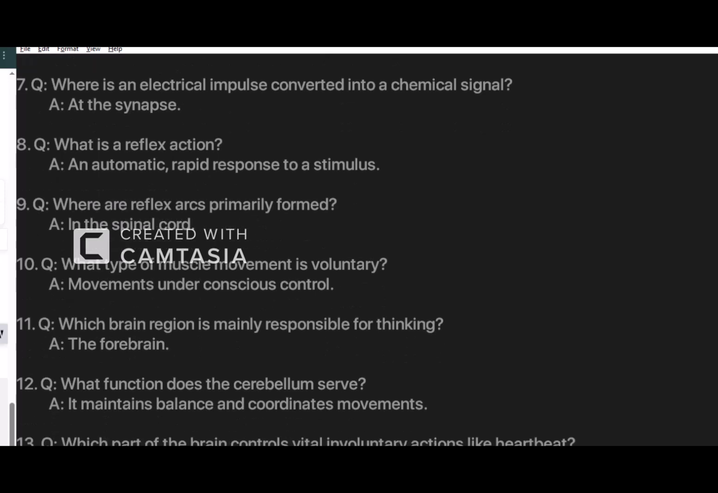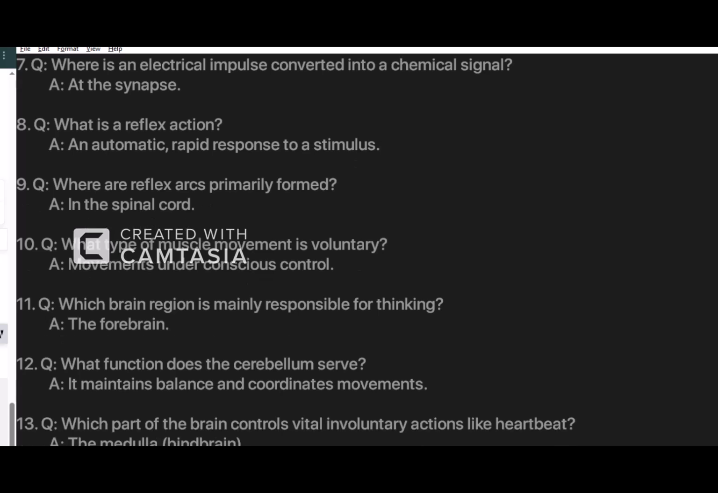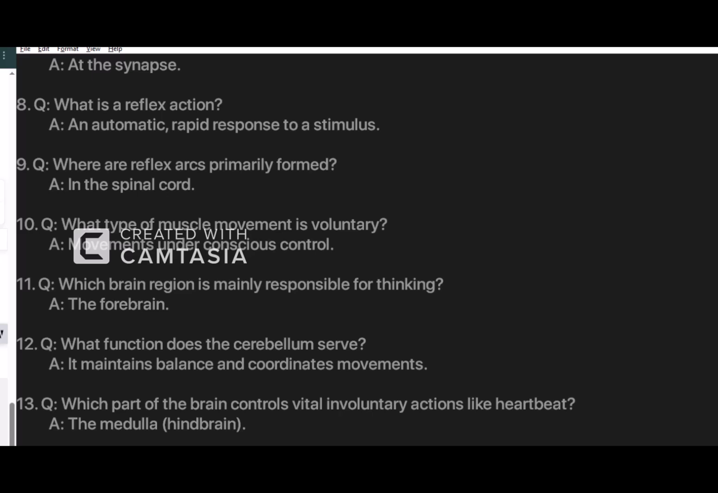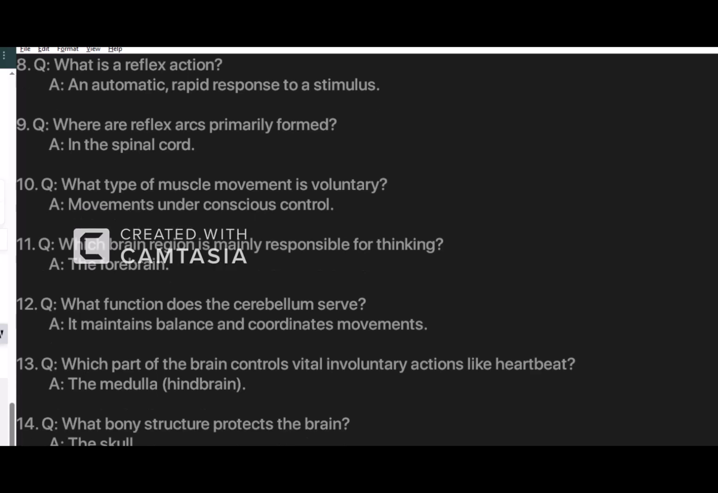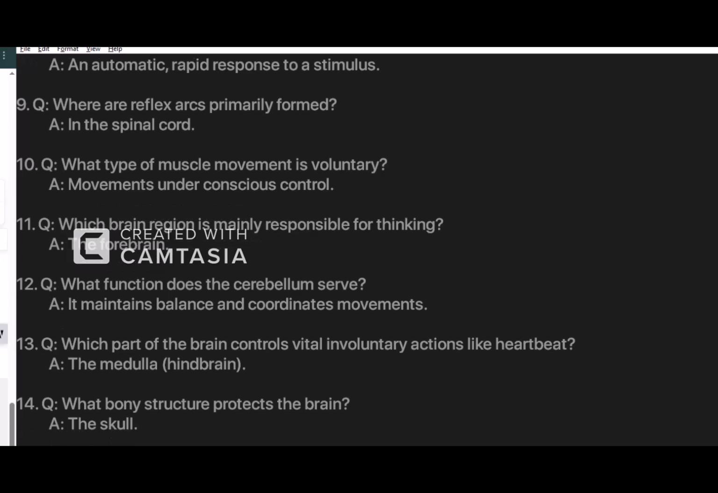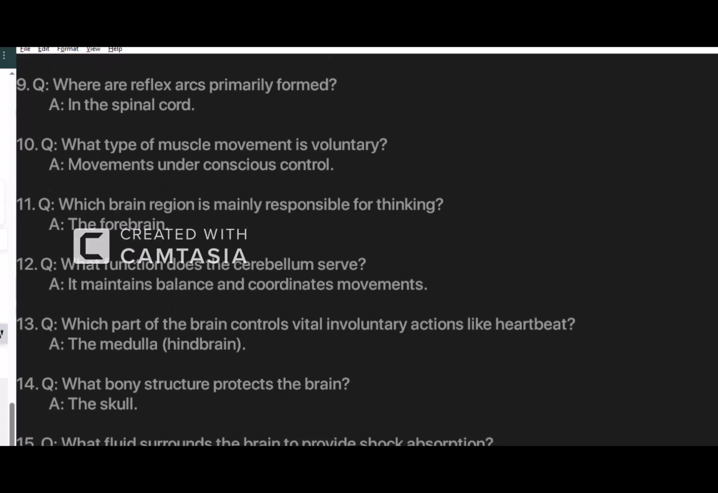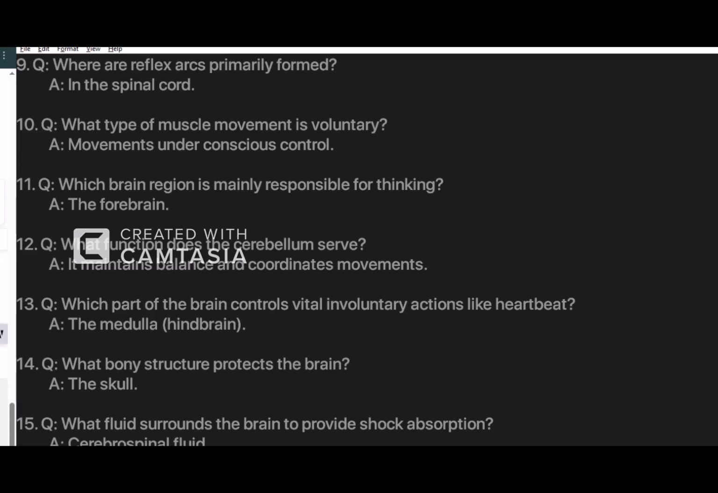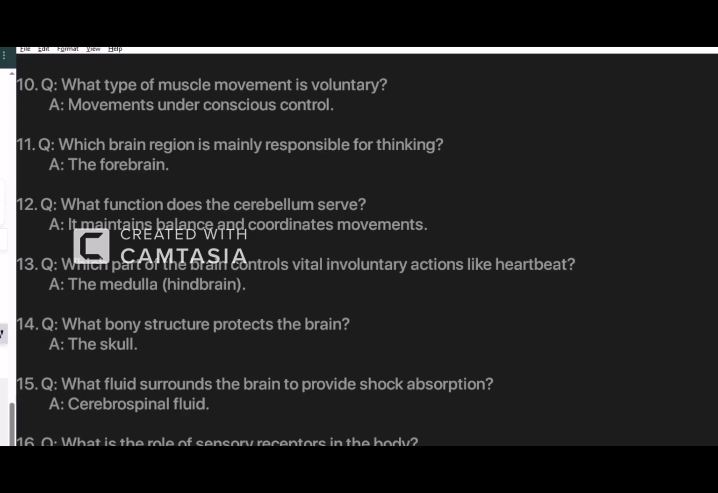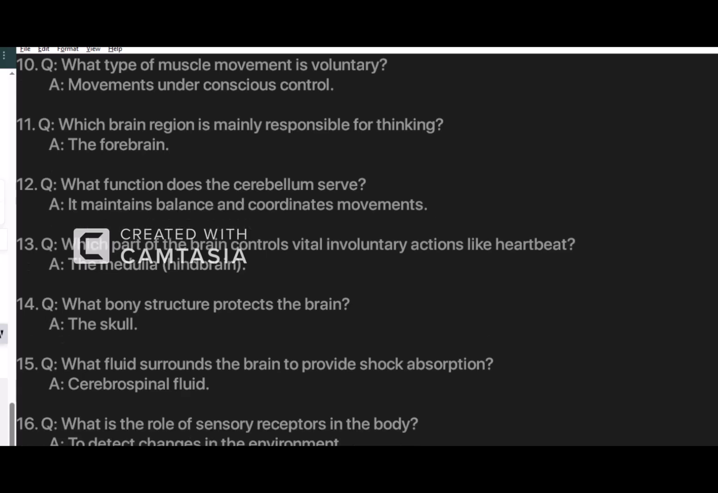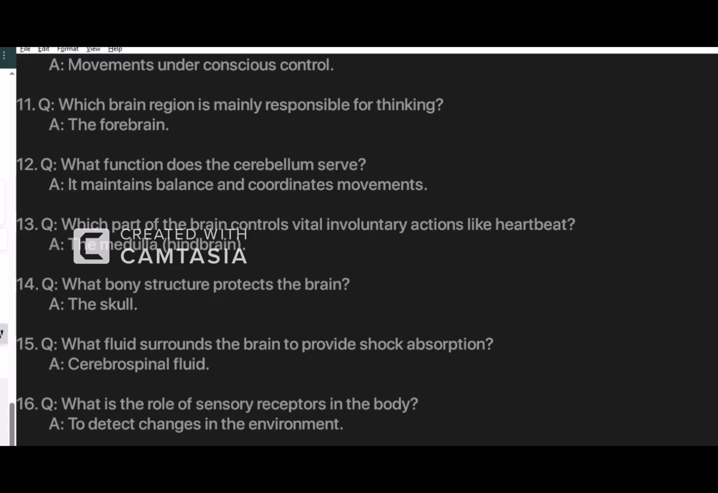11. Q. Which brain region is mainly responsible for thinking? A. The forebrain. 12. Q. What function does the cerebellum serve? A. It maintains balance and coordinates movements. 13. Q. Which part of the brain controls vital involuntary actions like heartbeat? A. The medulla, hindbrain.